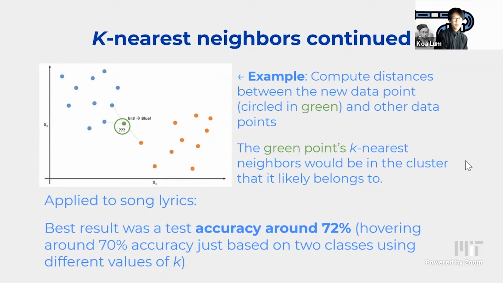The green data point is the point we want to classify, and if we were looking at the 3 nearest, we could see that there's 2 blues and an orange. So we will classify that green data point as a blue. And we got around 72% accuracy with our model, which isn't that great, but it's better than randomly guessing.